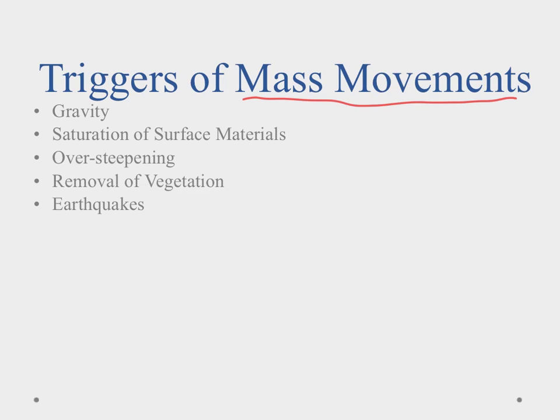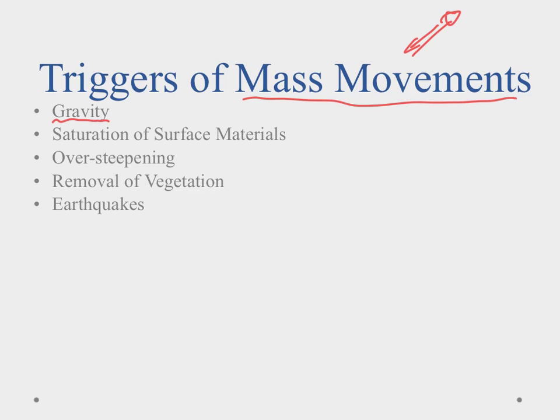But they all have certain triggers, and the biggest trigger is going to be gravity. And quite simply, that's anytime I take something and lift it up above the ground. So if I put a rock on top of a hill here, gravity is going to want to pull it back down this hill, and we see that happening a lot with these mass movements. Now we can talk about saturation of surface materials. If we get it wet, then it tends to slide a little bit more. If it gets over wet, then it can flow down the side of a mountain as well.